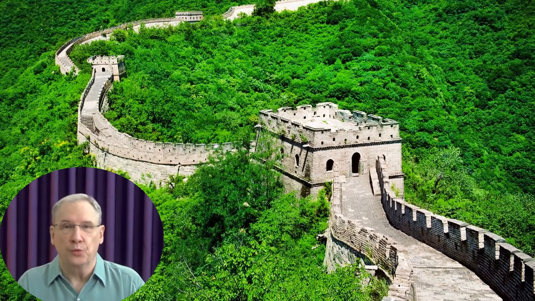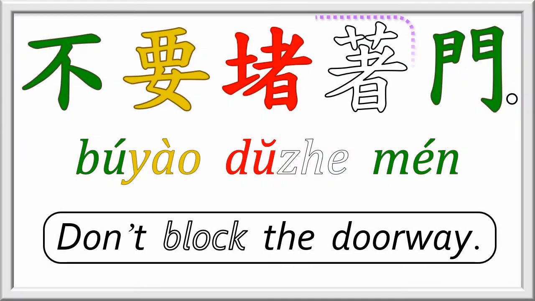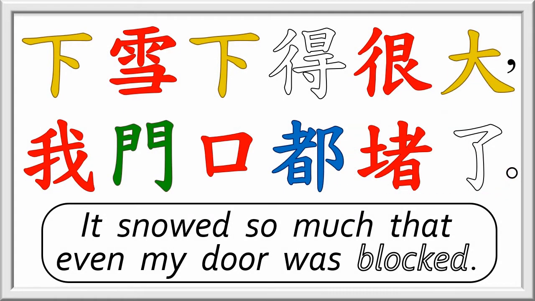And, of course, the purpose of walls is to defend against outsiders, blocking their way, which is the meaning of 堵, to block up, to stop, or obstruct. This character was also an ancient unit of measurement for the height and width of walls, so it has become the measure word for walls and cliffs. 不要堵着门. Don't block the doorway. 下雪下得很大，我门口都堵了. It snowed so much that even my door was blocked. Notice that 都 means even in this sentence.